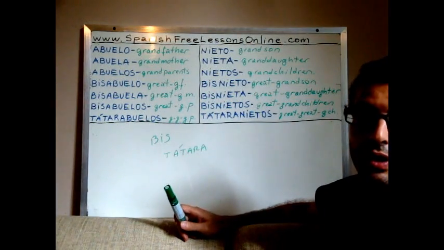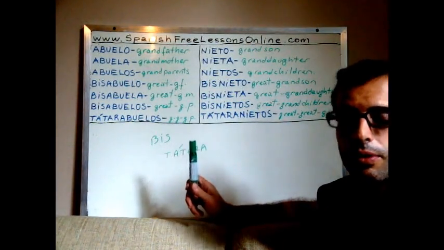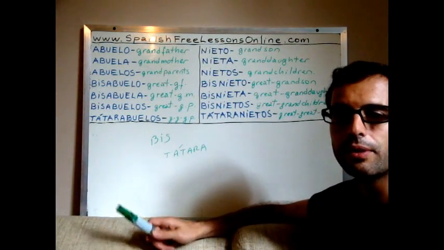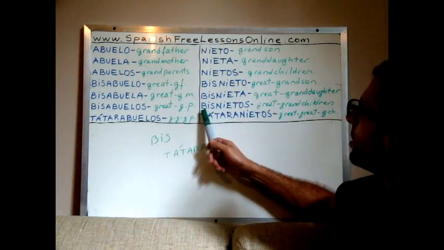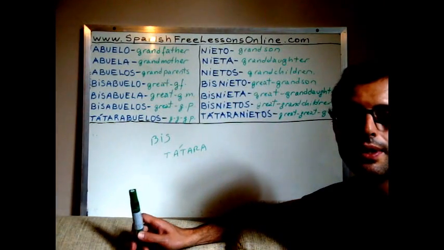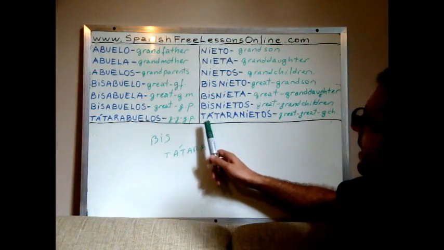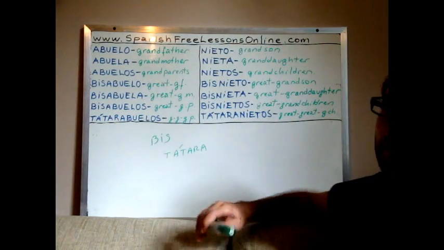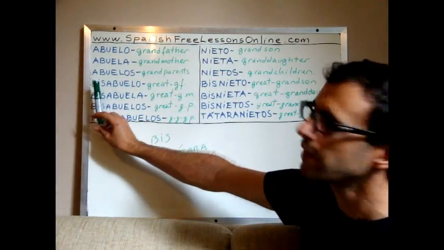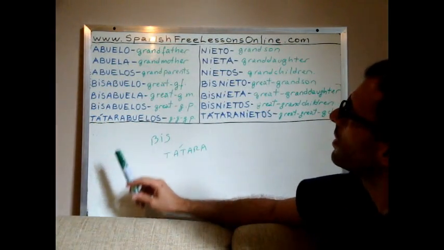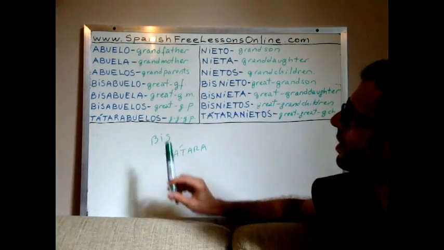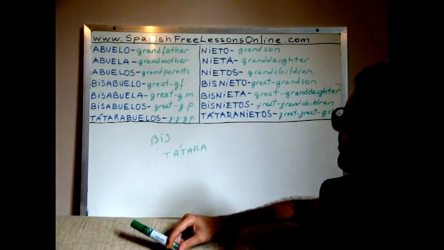Bisnieto would be the great-grandson. Bisnieta, the great-granddaughter. And bisnietos will be the great-grandchildren. Tataranietos are the great-great-grandchildren, right? So same rule as here, exactly the same, only that instead of abuelo it is nieto. Bisabuelos will be bisnietos. Tatarabuelos, tataranietos, okay?